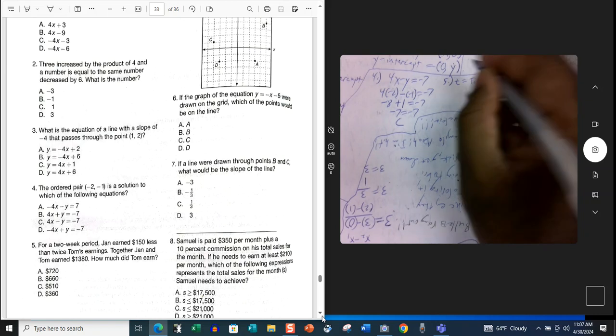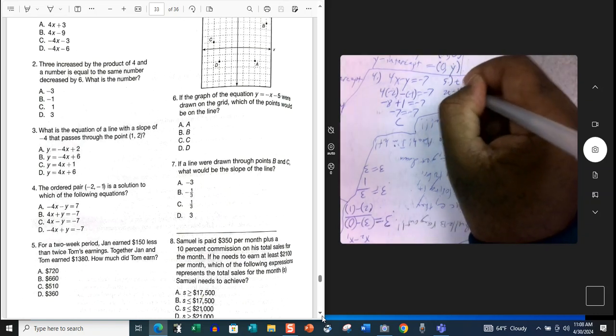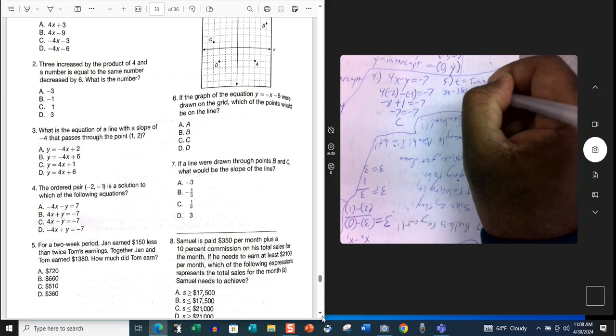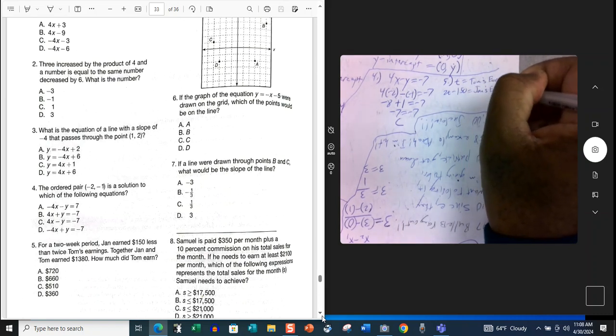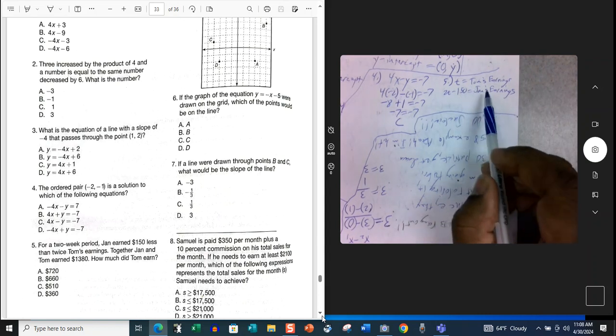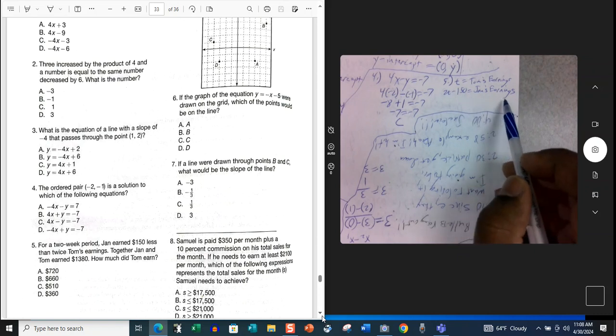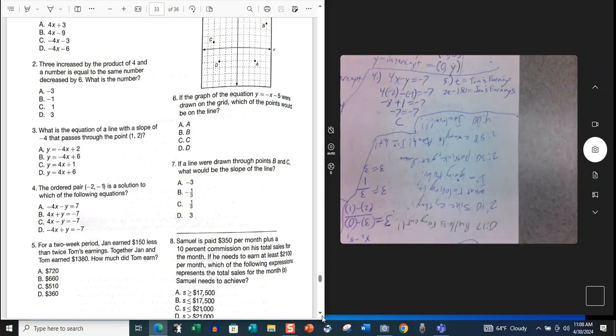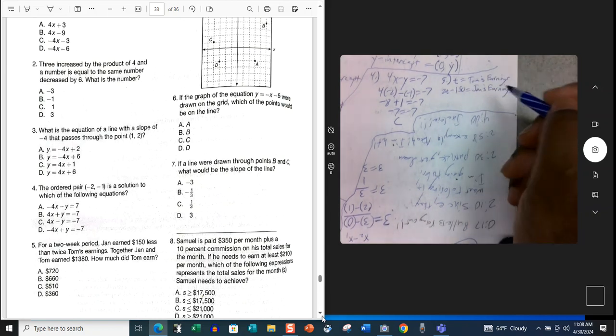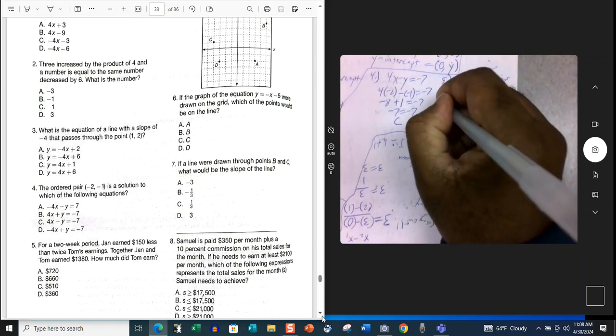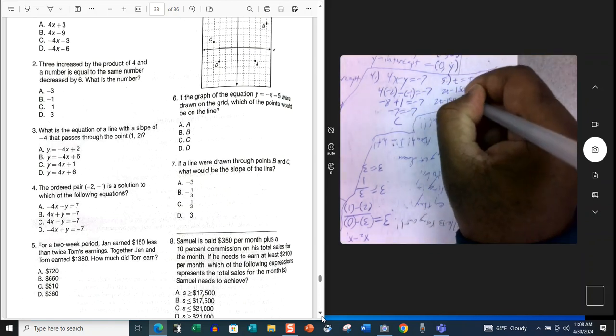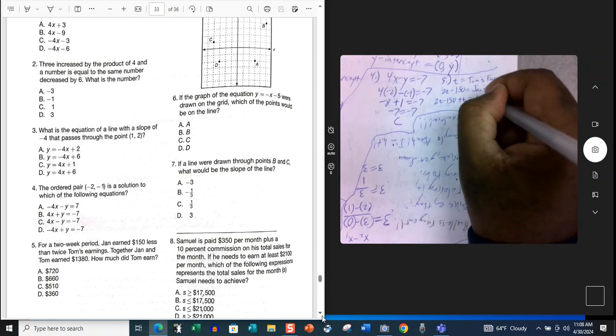And then we would do 2T minus 150 would be Jan's earnings. So we have T is Tom's earnings, and then 2T minus 150 is Jan's earnings. Now they're telling us that both of their earnings together would be $1,380. So now we're going to take this and write this as an equation. So together we would take this 2T minus 150 plus T is equal to 1,380.